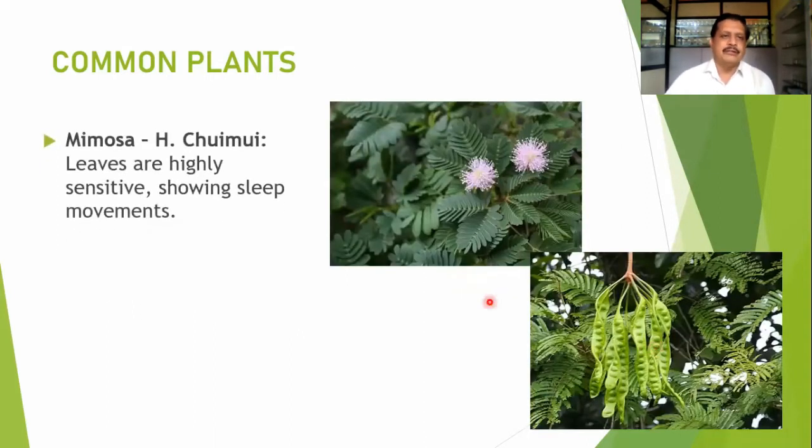Another common plant in our region is the Mimosa. In Hindi, it is chuimui, and in Marathi, we call it lajaru. Leaves are highly sensitive to touch, and they have the sleep movement. When you touch it, the leaves close like this. So this is because of the turgor pressure released.